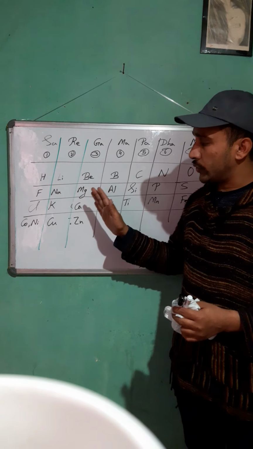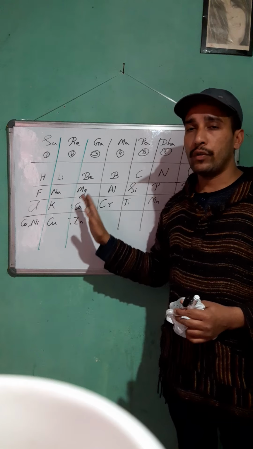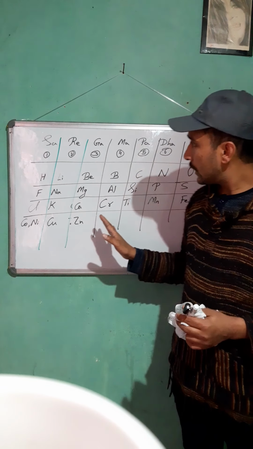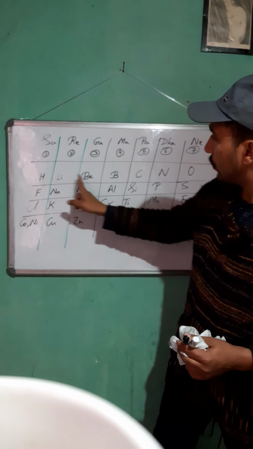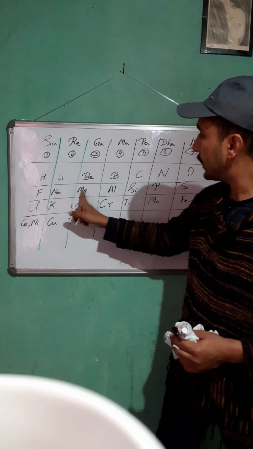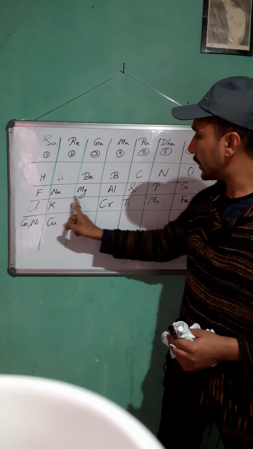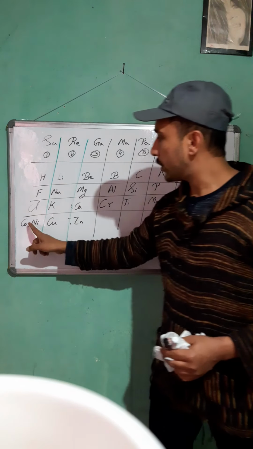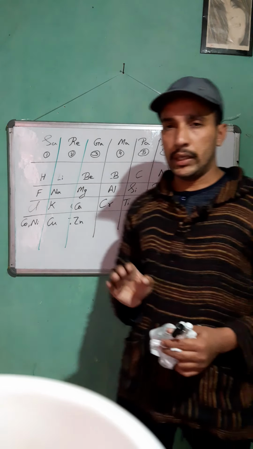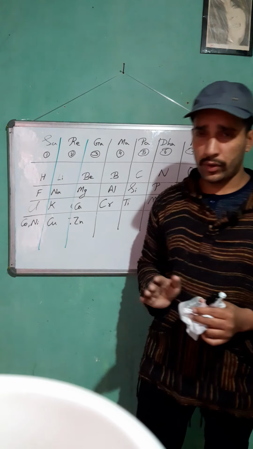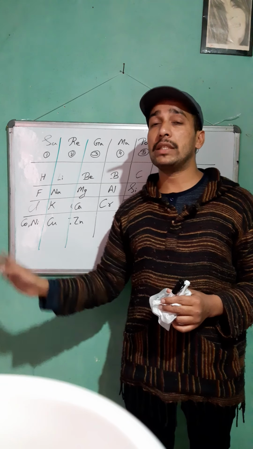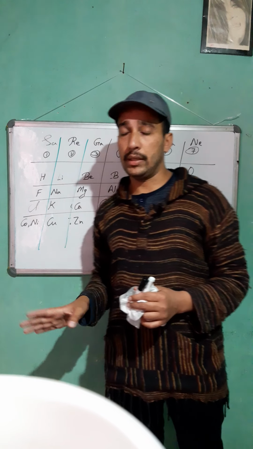Draw Newland's table for classification of elements and fill up first. How many elements are there? 1, 2, 3, 4, 5, 6, 7, 8, 9, 10, 11, 12, 13, 14, 15, 16, 17, 18, 19, 20, 21, 22, 23, 24, 25. Draw Newland's table for classification of elements and fill up first 25 elements in the table.